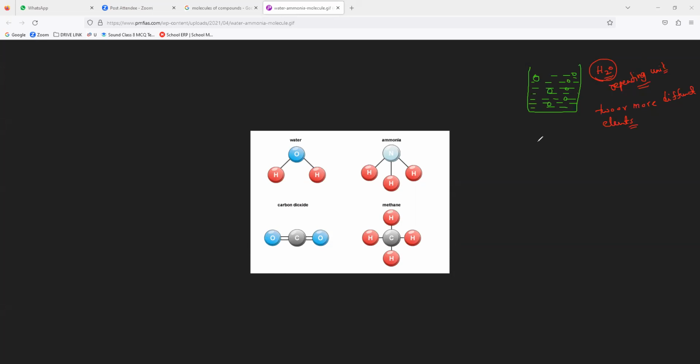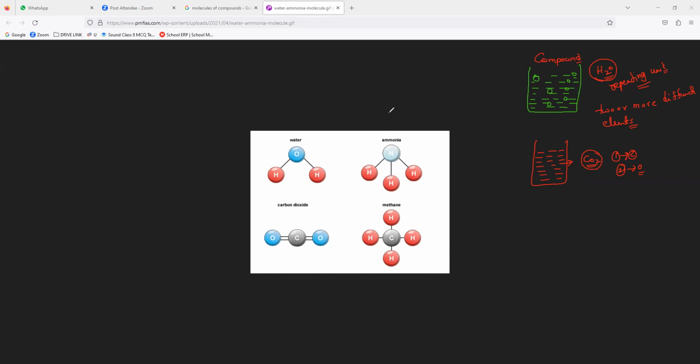And if I take carbon dioxide, what is the repeating unit of carbon dioxide? CO2. One carbon atom and two oxygen atoms are the repeating unit. CO2 is the repeating unit of carbon dioxide. Like that, the same molecule of different atoms repeats again and again, and that is what we call a compound. Do you understand, all of you? Please respond.